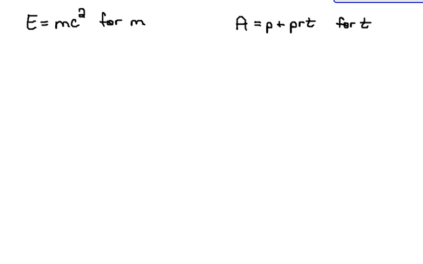Here we have a couple more examples of learning how to solve these equations for a specific variable. So let's look at our first one here. We have E equals mc squared. We're supposed to solve that for m. Keep in mind that this is going to be our goal. We want to end up with m equals something. So I want to keep the m but get rid of everything else that's with it.